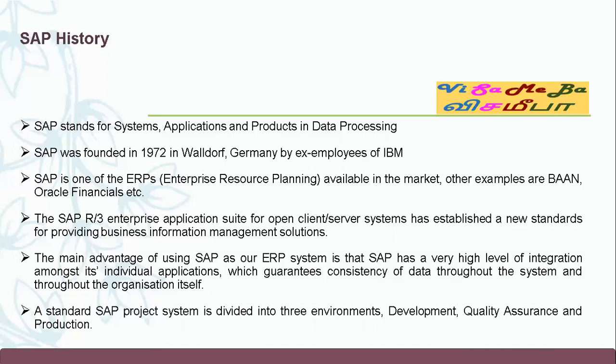A standard SAP project system is divided into 3 environments based on the requirements of a specific organization. It can be more, but the basic is 3 environments: the development, quality assurance, and the production. The servers might be 1 or more based on the requirement of the business.